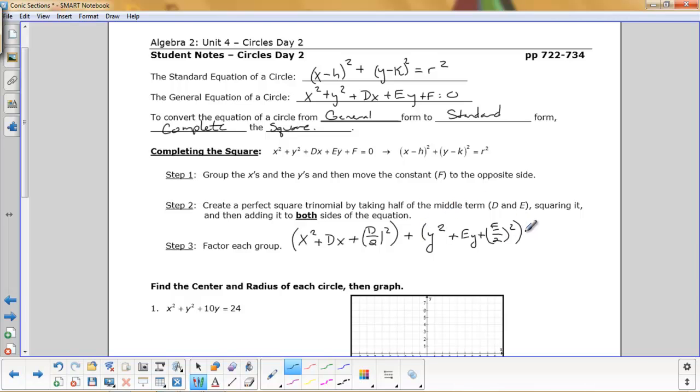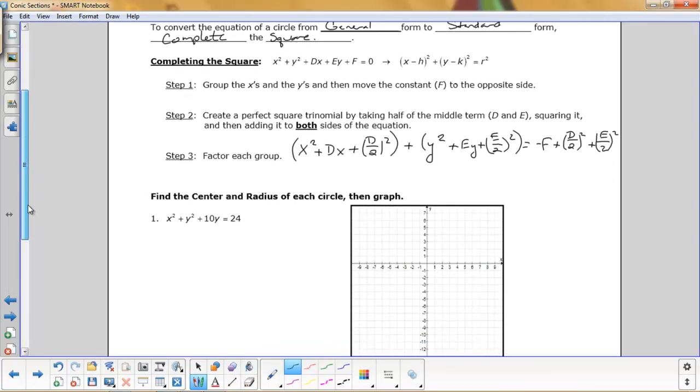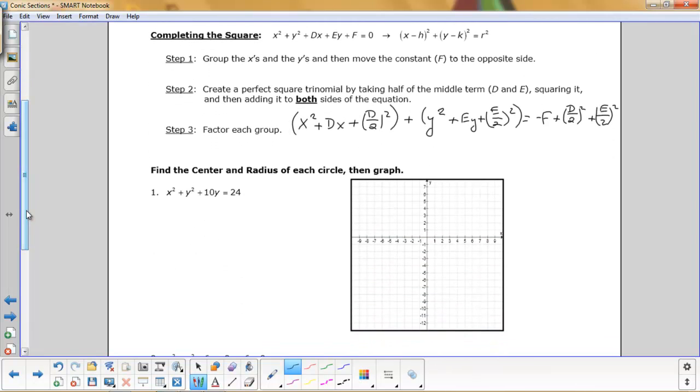Okay, and now remember, once you've moved the f to the other side, you've got negative f. Then you're going to add what you completed in the x section, and add what you completed in the y section, to balance your equation appropriately. Alright, let's look at some examples of this so you can see how this works.